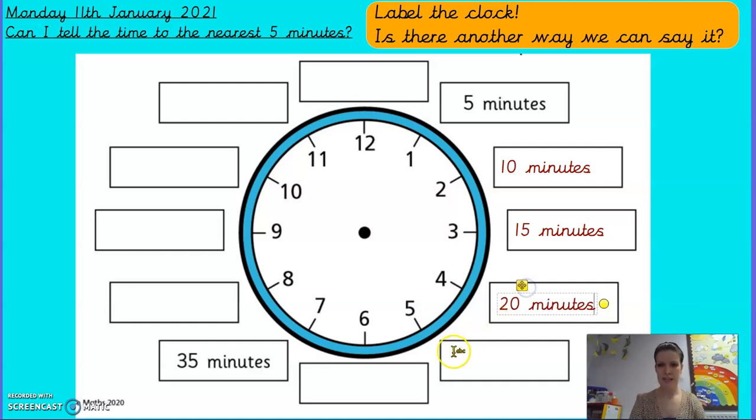And as you probably can guess, the next one would be 25 minutes. So it's saying, isn't it? If it's past the hour, it would be 20 minutes past the hour, 25 minutes past the hour. Then here, it should be 30 minutes, which it is. But another way we can say it is half past. The reason why we say half is because it's half of the hour. So it's halfway through the hour.